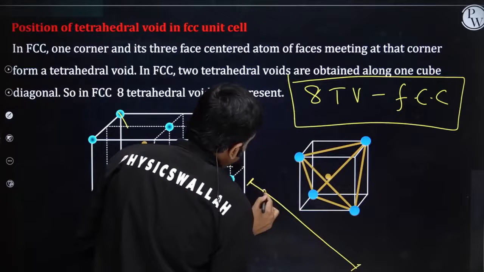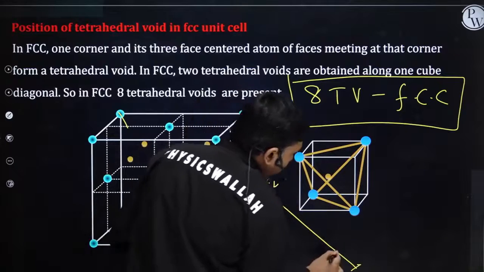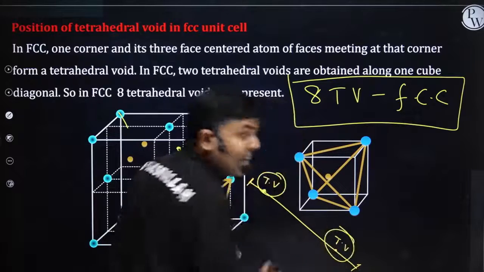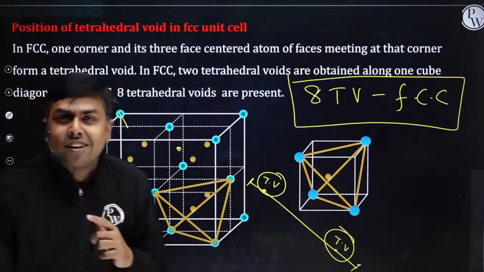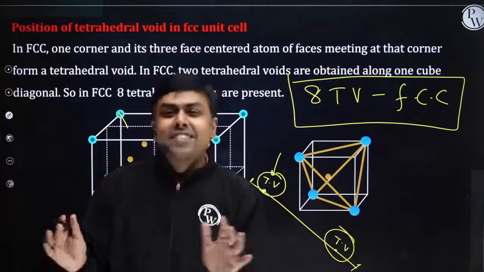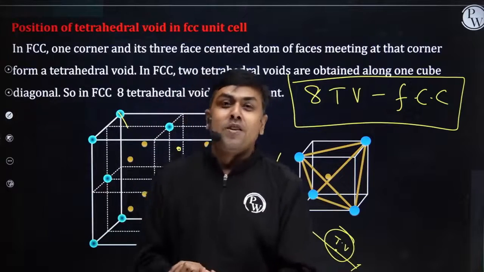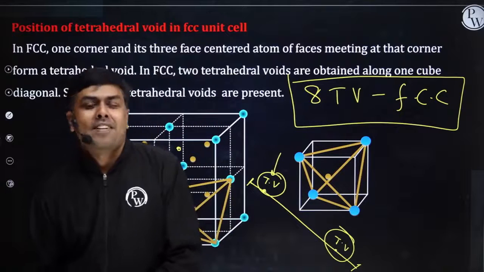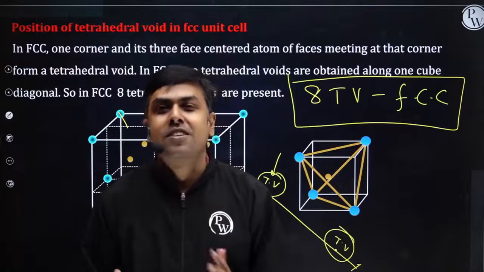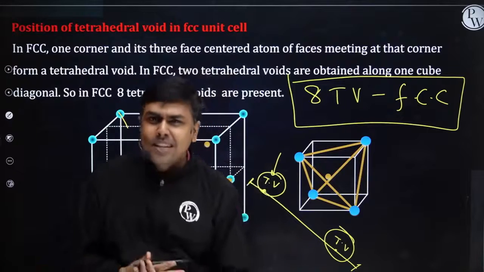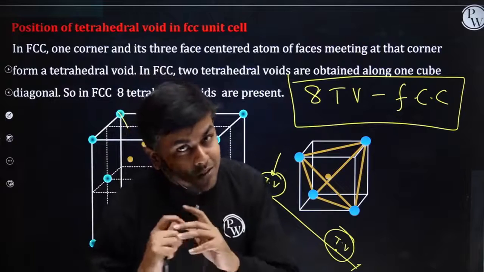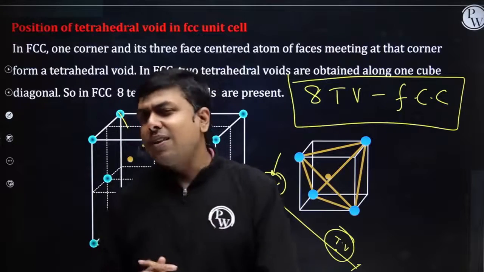From here, I will have one TV here, one TV here. And this TV is not television, it's tetrahedral void. These TVs will lie exactly inside this room. So what's the effective number of tetrahedral voids? Effective number of tetrahedral voids is how much? 8. Am I clear?